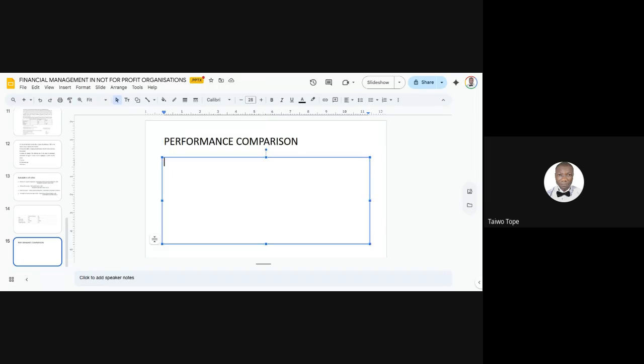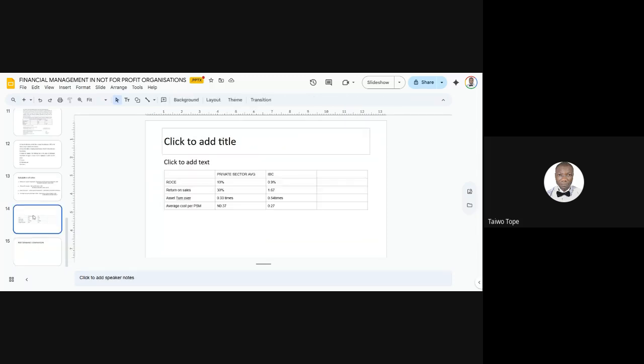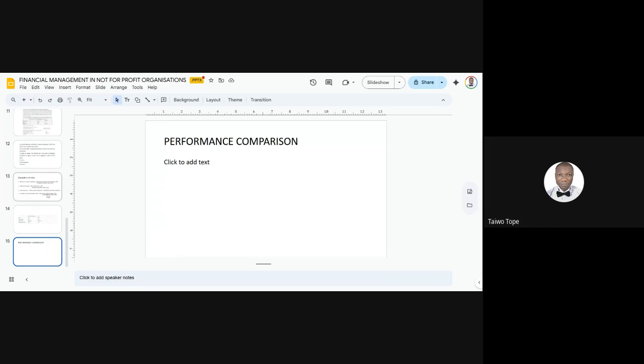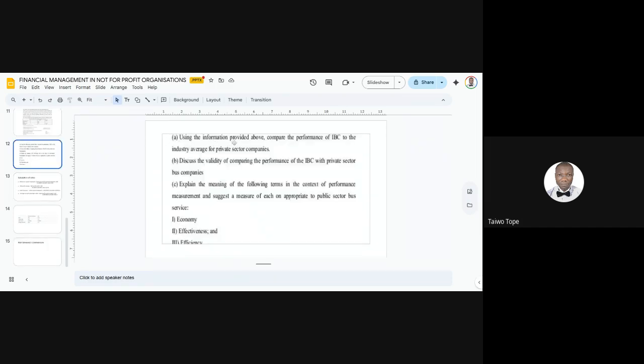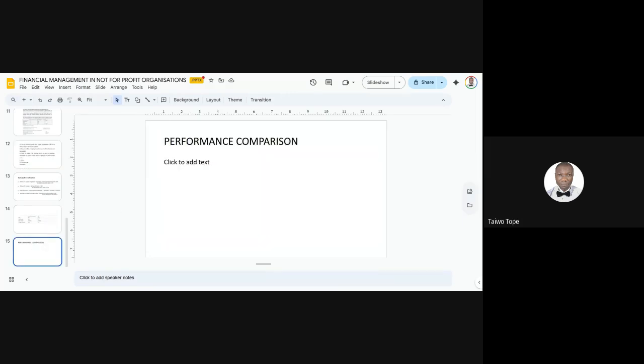I believe you know ratios are divided into various forms. We have profitability ratio, solvency ratio, investors ratio, efficiency, and the rest of it. Looking at the ratios we've computed, ROCE and return on sales can be classified under which ratio? Profitability ratio. Very good. Why am I saying performance comparison? Let's go to the question. Using the information provided above, compare the performance of IBC to industry average for private sector companies. That is why my heading is performance comparison. You always try to respond in line with the question.